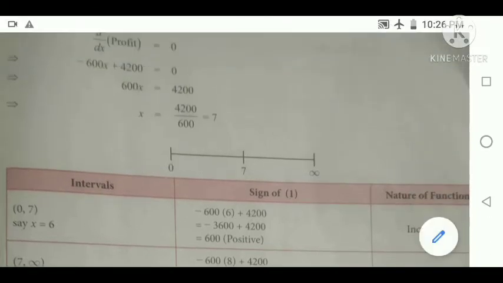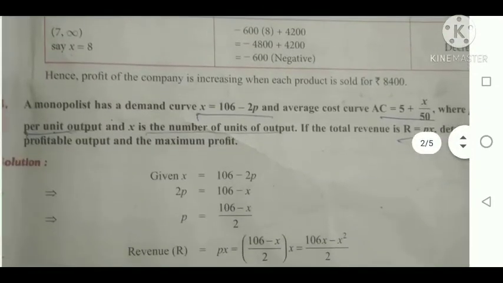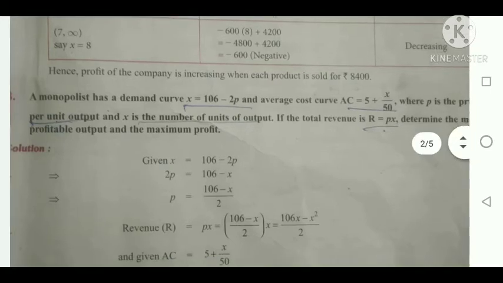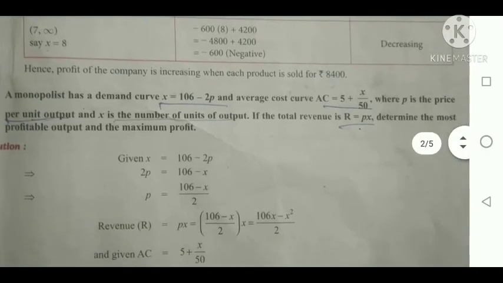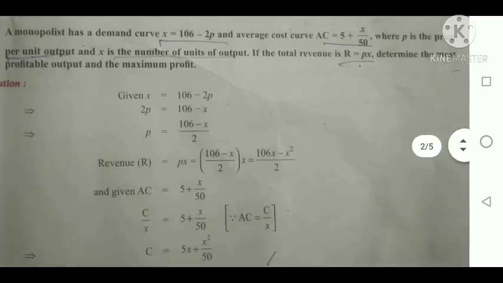Okay, next we are going to see the next sum. A monopolist has a demand curve x equal to 106 minus 2p. The average cost is AC equal to 5 plus x by 50, where p is the price per unit output and x is the number of units of output. If total revenue is equal to px, determine the most profitable output and the maximum profit.